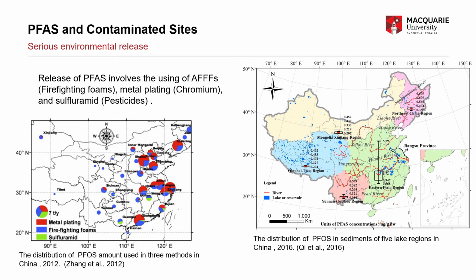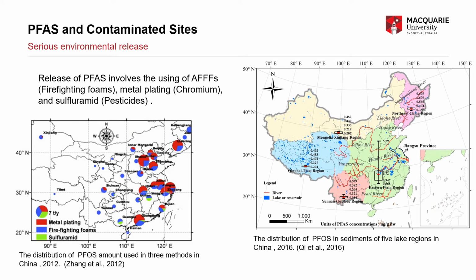Here I want to introduce the PFAS contaminated sites in China and their situation. The release of PFAS involves the use of AFFF, the firefighting foams, metal plating using chromium smelters, and sulfluramid, a pesticide mainly used in China. According to Dr. Scott Wilson's presentation, PFAS was mainly used in the military and firefighting, which caused PFAS pollution in Australia and America. But here in China, it may involve different activities.